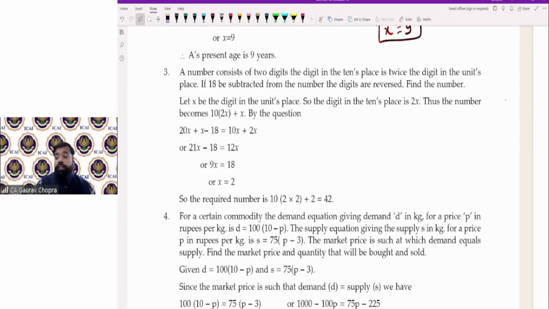A number consists of two digits, like two-digit number, like it can be 10, 12, 15, 25, 38, 57, any number which is of two digits. So a number is of two digits. The digit in tens place is twice the digit in units place. Okay. टेंस प्लेस पे जो डिजिट है वो डबल है किसका यूनिट प्लेस का डबल है इफ 18 is subtracted from the number the digits are reversed अगर हमने 18 को सब्ट्रैक्ट किया तो नंबर क्या हो जाएगा रिवर्स then find the number.